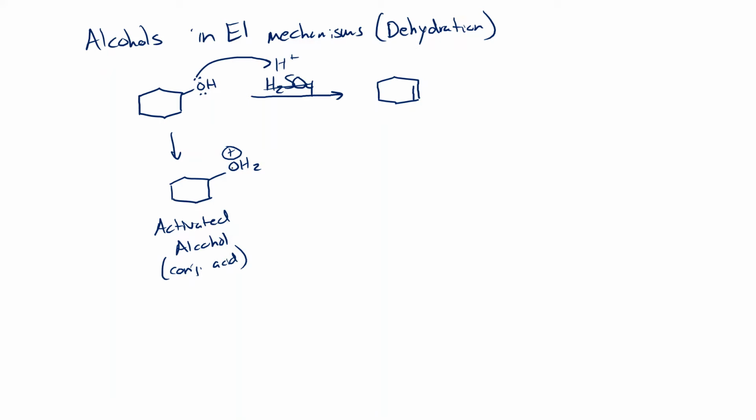And now the question is, what is this activated alcohol going to do? Oxygen does not want to have a positive charge on it, and so it's going to pull electrons toward itself to the point that it's actually going to break away from the cyclohexane ring, and we're going to be left with a secondary carbocation plus water. And so what we've done is our activated alcohol has become a good leaving group.